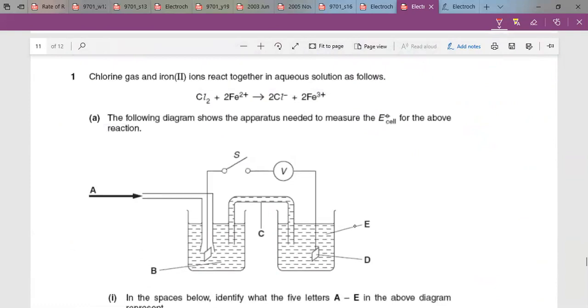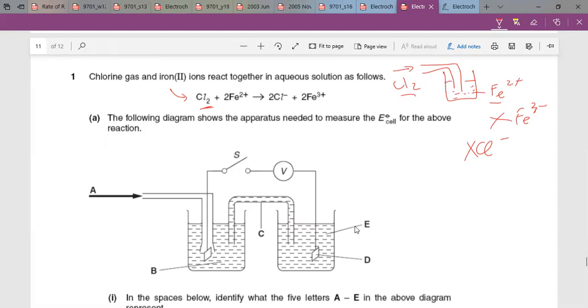Another partial question: chlorine gas and iron(II) ions can react together in an equation. This one is called a redox reaction because here I have only chlorine. It means I have a solution here, and I bubble chlorine gas, Cl2, into this solution. The solution contains Fe2+. Remember, there is no Fe3+ here, and there is no Cl- here. I don't have them, so only these two species. That's what I mean by a redox reaction.